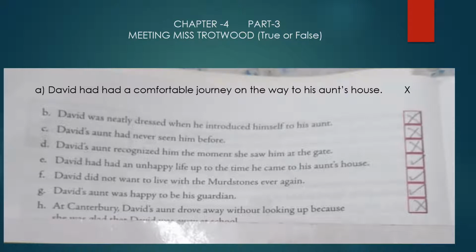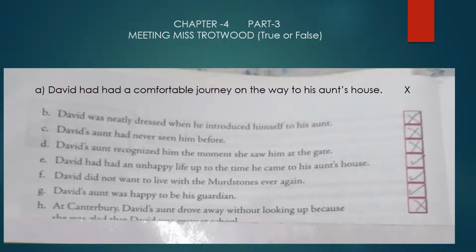Now come to E. David had an unhappy life up to the time he came to his aunt's house. Yes, this is a true sentence. David had an unhappy life. He lived with Murdstone and his sister. They both ill-treated him. And that's why his life was unhappy. This statement is true. Now come to number F. David did not want to live with Murdstone ever again. Yes, this statement is true. He did not want to live with the Murdstones.